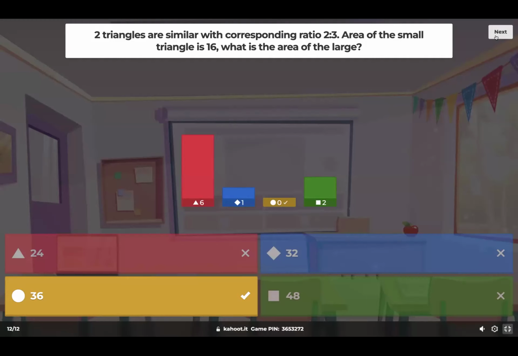Okay. Yeah, this one was cruel. Maybe because we didn't talk about area ratio. Remember, you have to square the ratio.